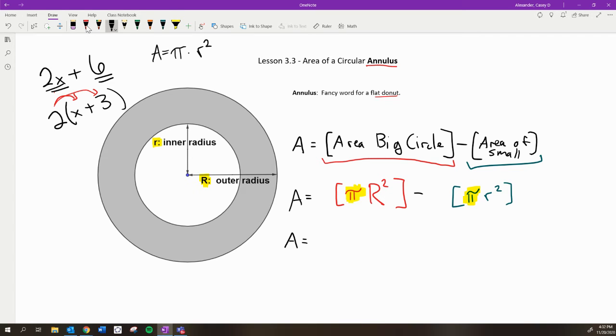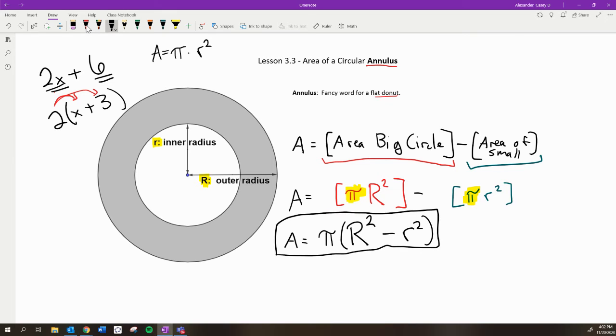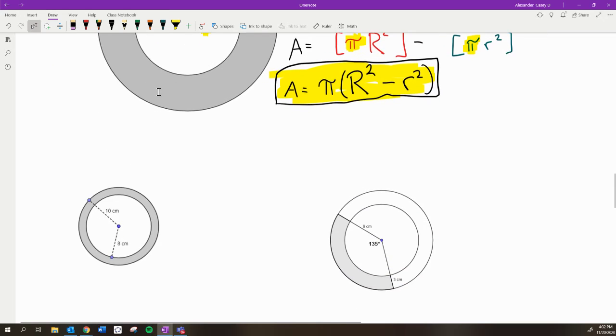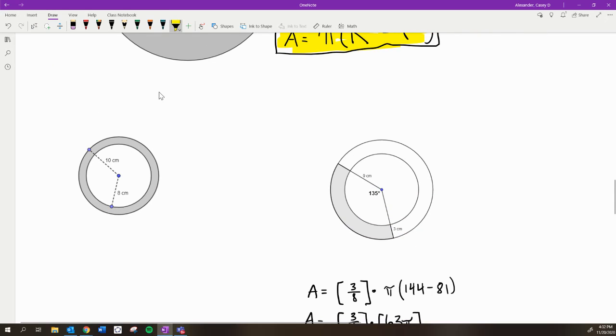So I'm going to divide both of these terms by pi and put it in front of the parentheses. Then it's just pi times the difference of the squares of the radii: the big radius squared minus the little radius squared. And I'm going to use that to find the area of any donut shape. I just take the big radius, square it, subtract the little radius squared, and then multiply that answer by pi. So I have a couple of examples that I want to go through.